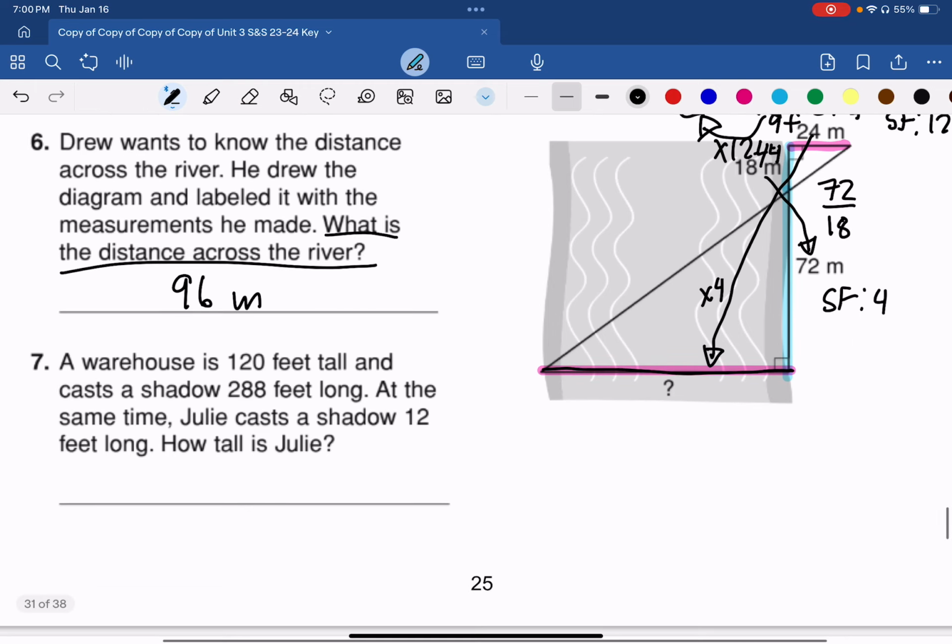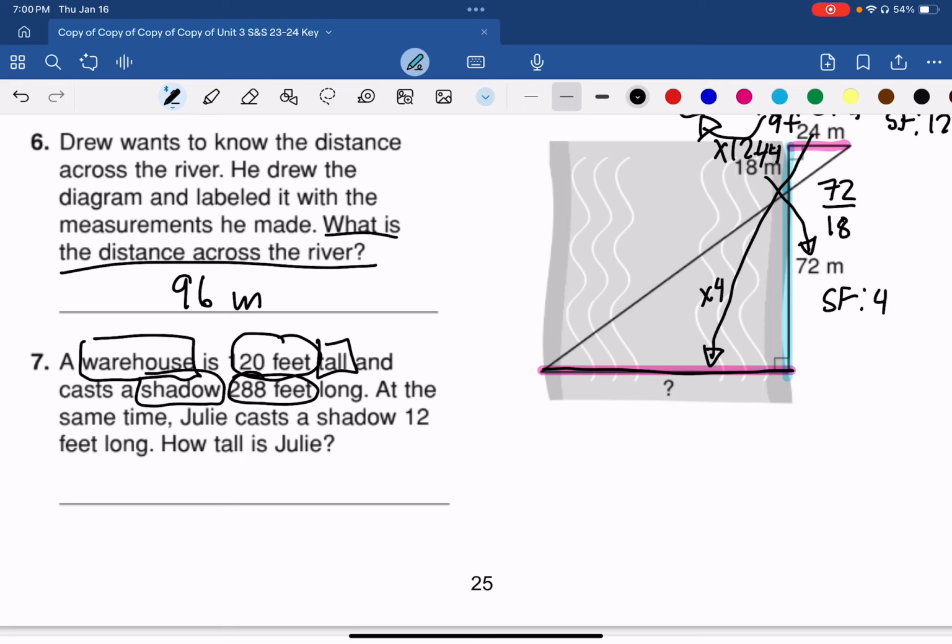We're on this last problem. I'm going to read through it with you, and then I want you to draw it yourself before I draw it. All right? Or draw it as we go. A warehouse is 120 feet tall. That's how tall it is. It's a warehouse. And it's casting a shadow that is 288 feet long. At the same time, Julie cast a shadow. That's Julie. The shadow that's 12 feet long. Okay. How tall is Julie? That's the question. We want to know how tall she is.